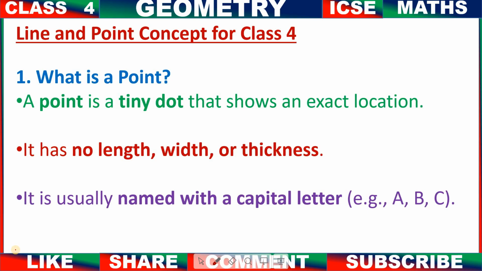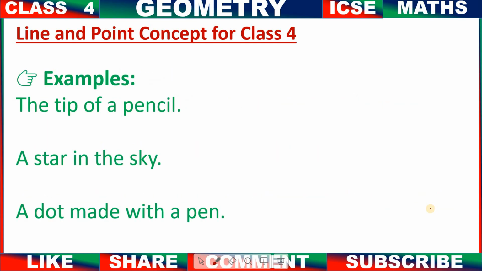The first concept we are going to discuss is point. What is a point? A point is a tiny dot that shows an exact location. It has no length, width, or thickness. It is usually named with a capital letter, example A, B, C. Examples of a point are the tip of a pencil, a star in the sky, a dot made with a pen.